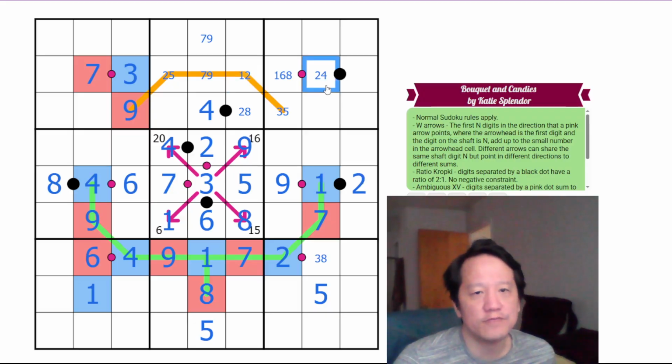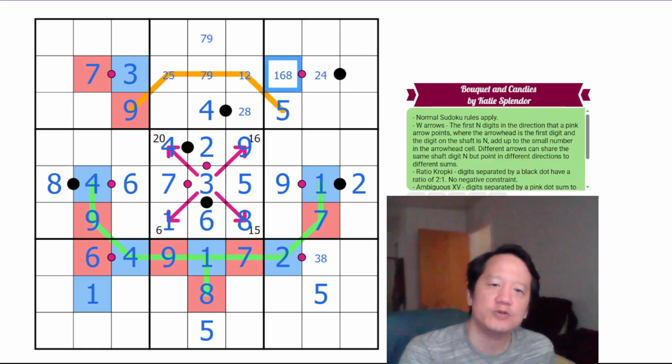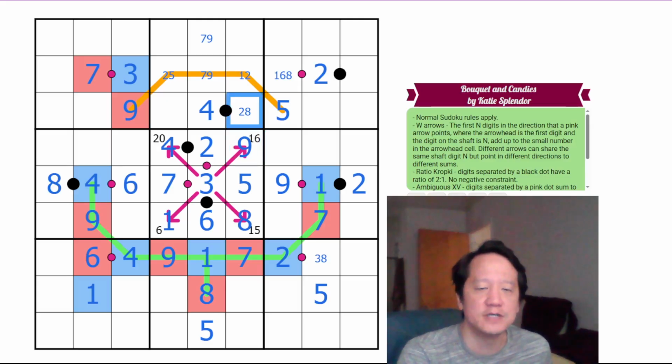So we cannot have 1 and 2 here because that would eliminate all possibilities for that cell. Also, 1 and 2 can never be next to 3 on a whisper line, so this must be 5, which means this is 5 and 2 to add up to 7, which plus 9 is adding up to 16.